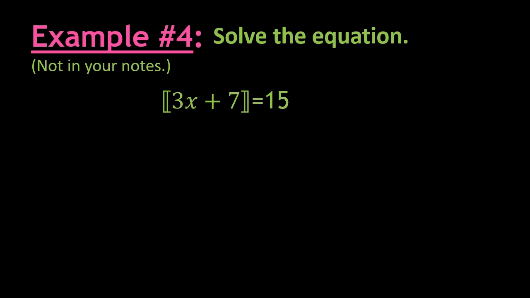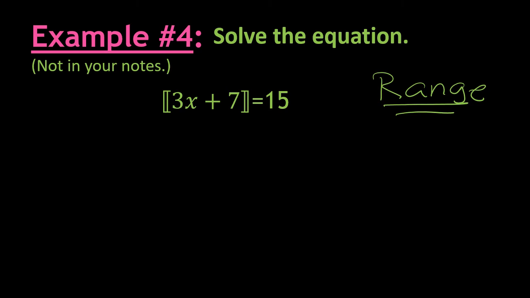All right. Example 4, this is not in your notes, but it is in your homework. So just put your pencils down, listen, and watch. It's really not that hard. I just want you to think about what's happening as I work through this. But we have the greatest integer function of 3x plus 7 equals 15. So my answer is actually going to be a range of numbers that will make this function true.